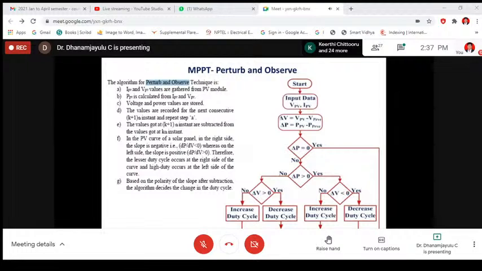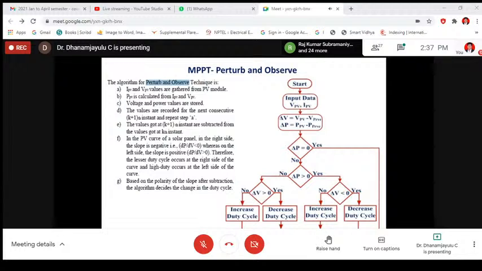If no, and delta P is greater than 0, yes, it will check whether delta V is less than 0, and it will increase the duty cycle. If not, it will decrease the duty cycle. This repeats. If delta P is less than 0, it checks whether delta V is greater than 0, and it will decrease the duty cycle. If not, it will increase the duty cycle. So this will repeat until you get the maximum power.